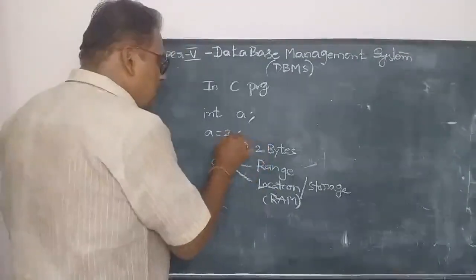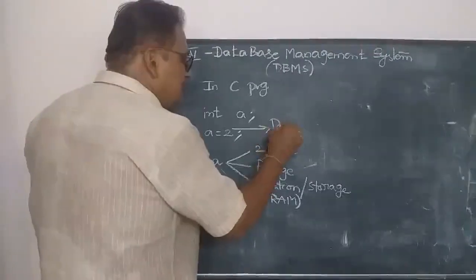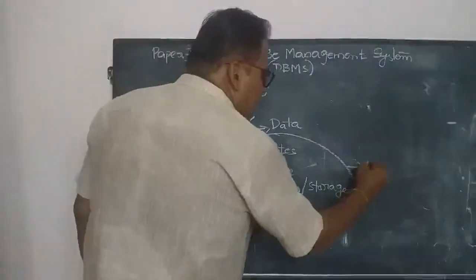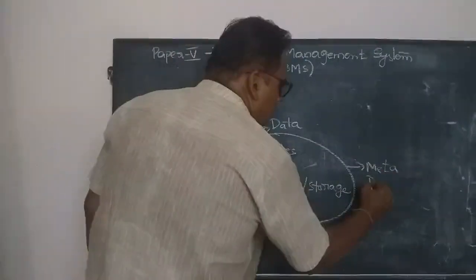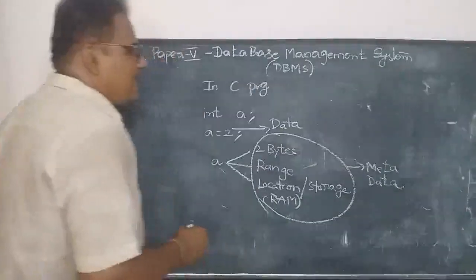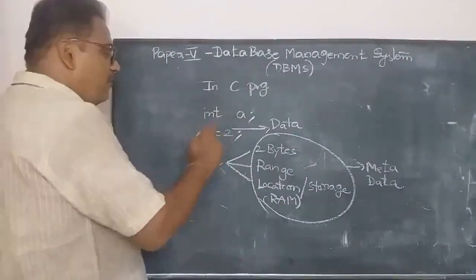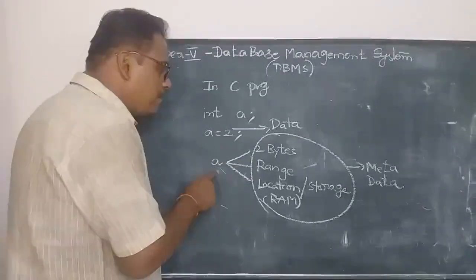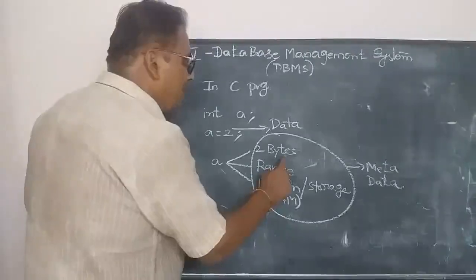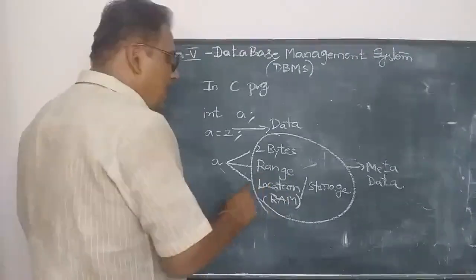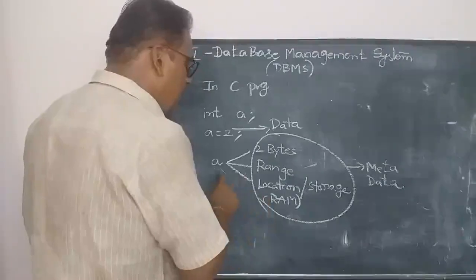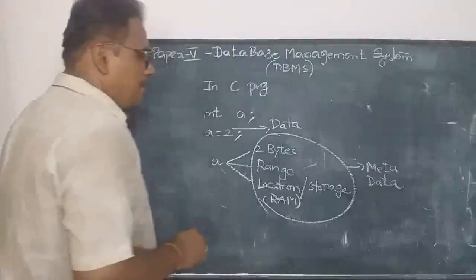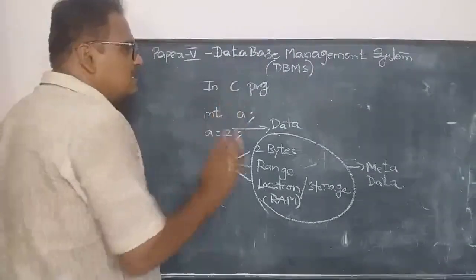This is data, and this is called metadata. Characteristics of data is called metadata. So what are the characteristics of variable a? a occupies 2 bytes of memory, it has a range, and the location or storage of variable a is RAM. This is called metadata or data dictionary. This is in C programming.